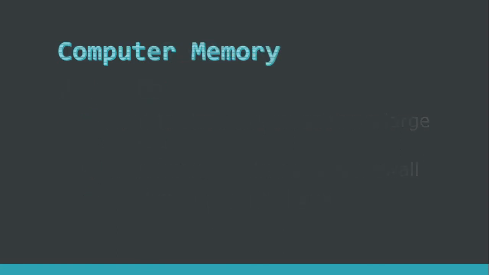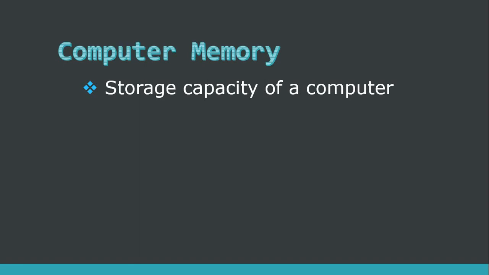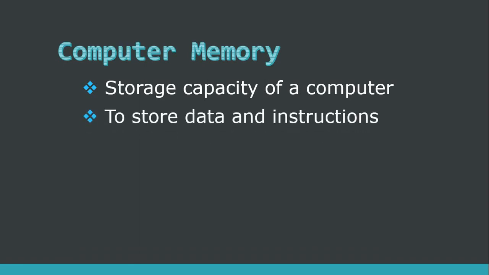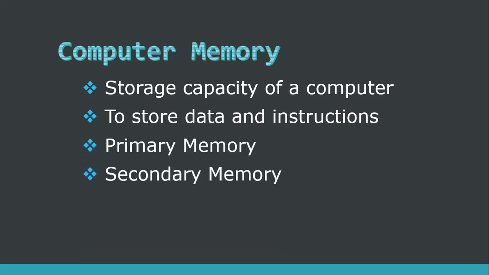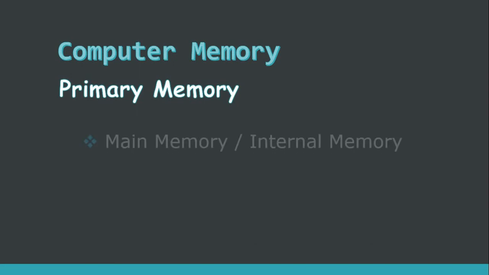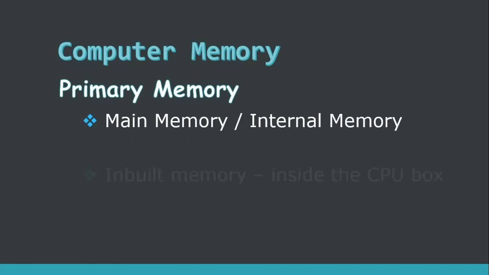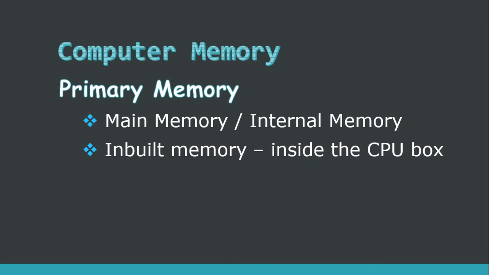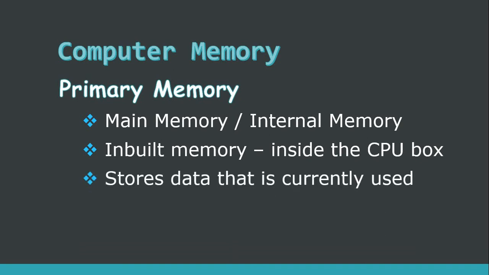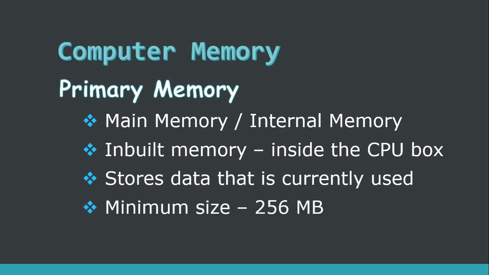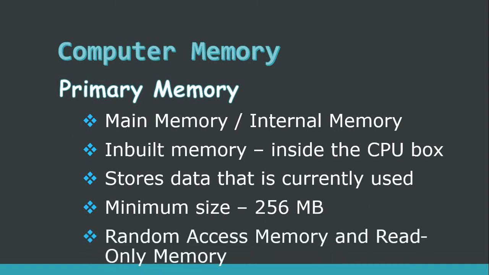Next, computer memory. A memory is the storage capacity of a computer. It helps to store data and information on a computer. There are two types of memory: primary memory and secondary memory. The primary memory is also known as the main memory or internal memory. It is inbuilt memory inside the CPU box. It stores the data or instructions currently used by a computer. The minimum size of primary memory is 256 MB. The primary memory is divided into two parts. They are RAM and ROM, random access memory and read-only memory.